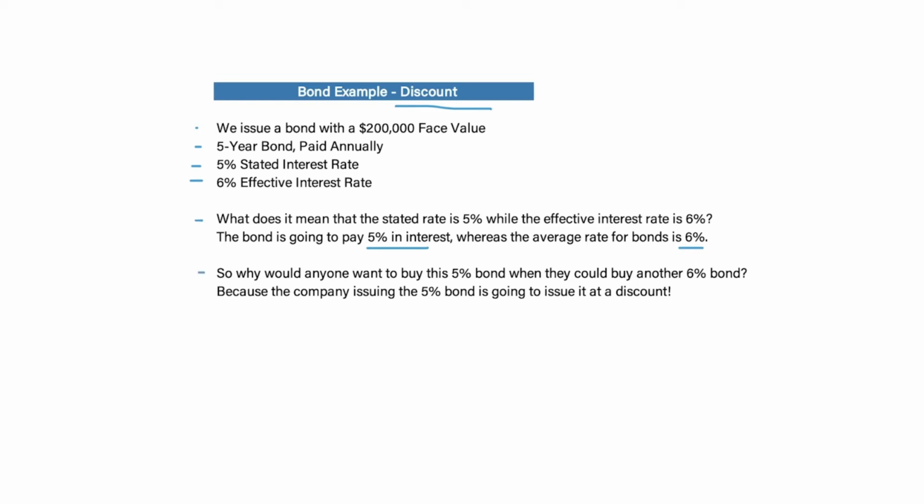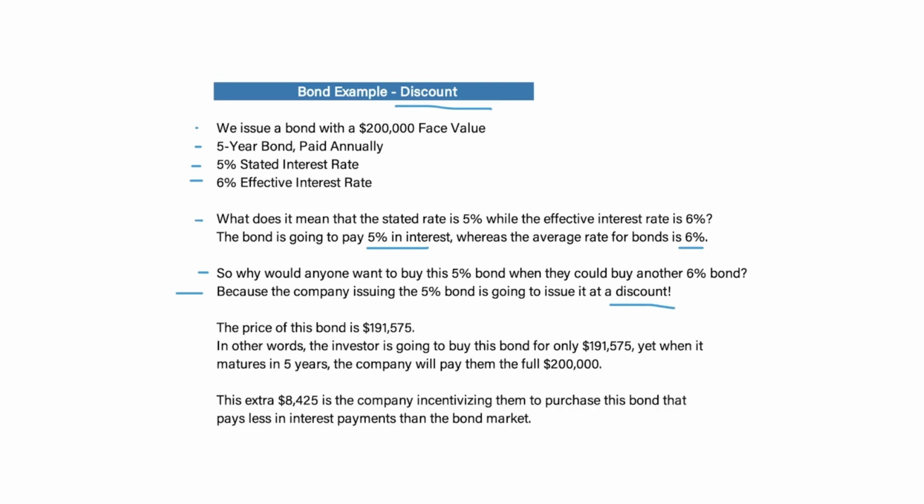So then the question might be, why would anyone want to buy this 5% bond when they could buy another 6% bond? And here's the key to discounts. Because the company issuing the 5% bond is going to issue it at a discount. So in this example, the price of the bond is $191,575. So in other words, the investor is going to buy this bond for only this amount, yet when it matures in 5 years, the company is going to pay them the full $200,000 face value. Therefore, this extra $8,425 is the company incentivizing them to purchase this bond that pays less in interest payments than the bond market. So that's why we have a bond discount.